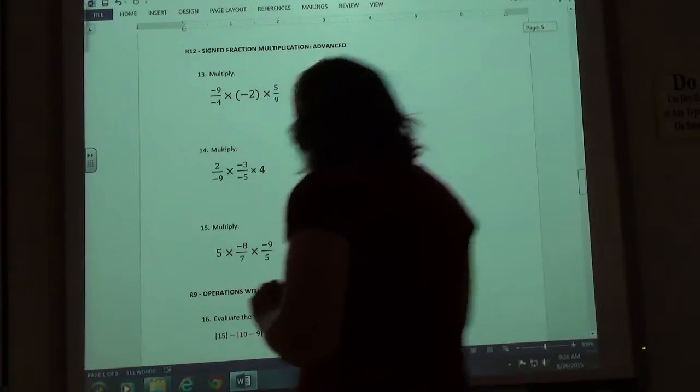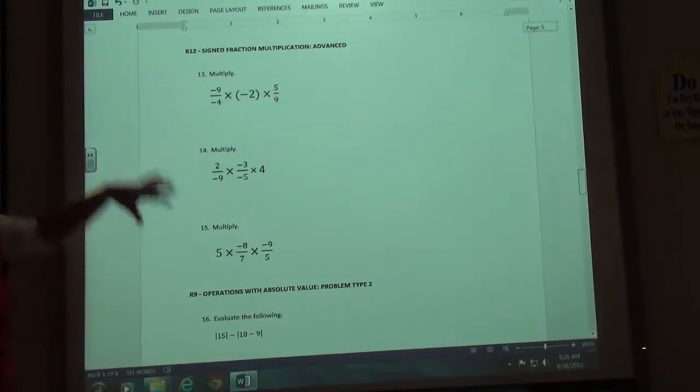All right, 13, 14, 15. Here you are multiplying, just multiplying with a whole bunch of different signs. Now, as a general rule, if you have an even number of negative signs, a negative times a negative, you get a positive answer. If there's an odd number of negative signs, you're going to end up with a negative answer.